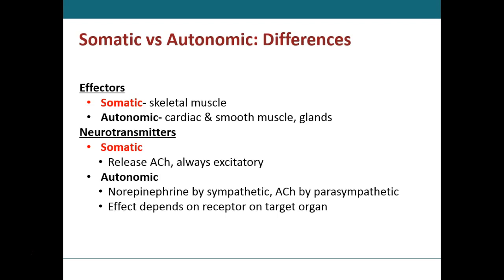So, for instance, the sympathetic nervous system can increase heart rate by releasing norepinephrine, which we commonly call adrenaline. The parasympathetic can release acetylcholine, and that acetylcholine is going to slow the rate of cardiac muscle contraction. So again, the action of the neurotransmitter depends on the target tissue.